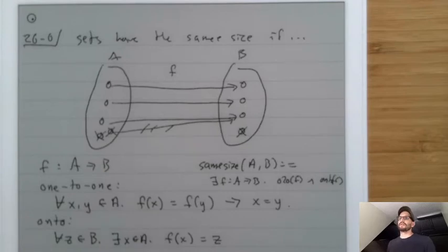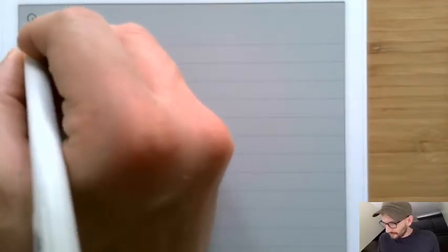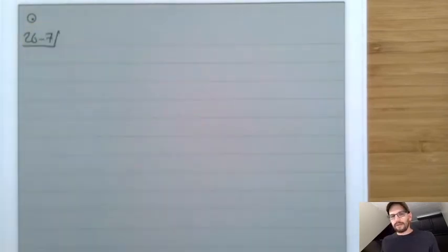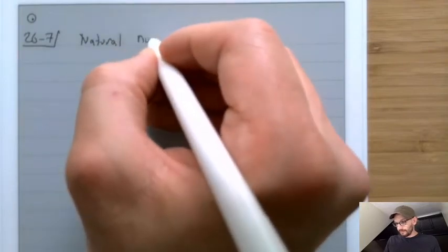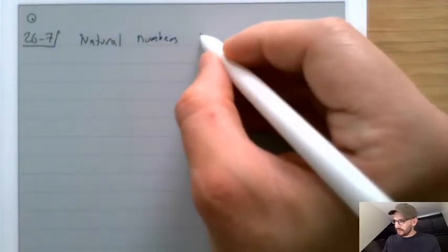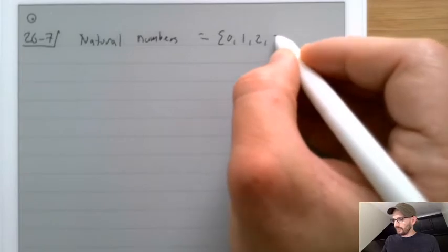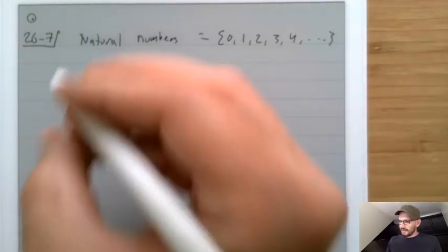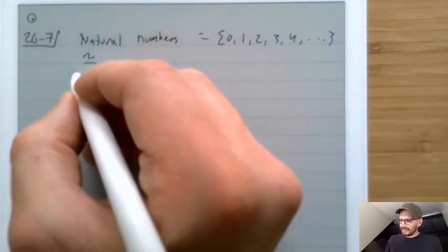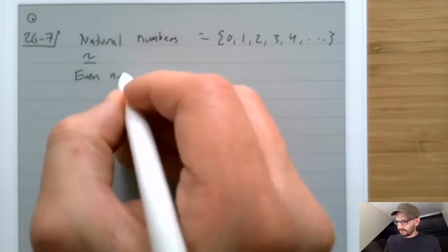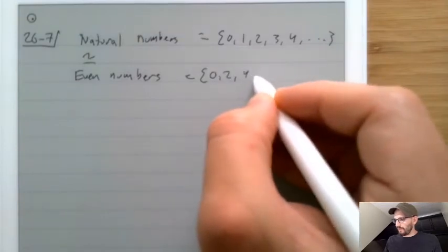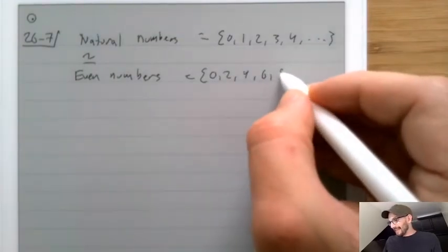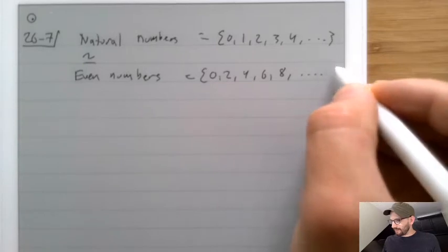Okay, so now what we can do is we can prove a theorem like the following. We can prove a theorem that says the natural numbers, those are the numbers 0, 1, 2, 3, 4, etc. They are the same size as the even numbers. The even numbers being 0, 2, 4, 6, 8, and so on.